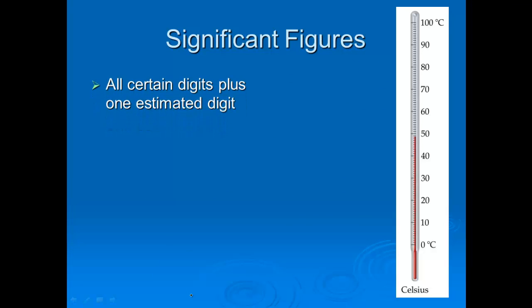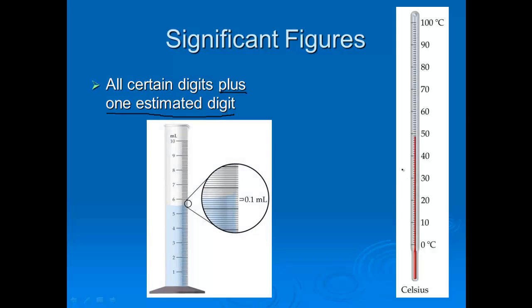Okay, now we're going to talk about what are called significant figures, and I'm going to guarantee or warn you that you're going to be very confused. We're going to do lots and lots of practice in class, and hopefully it will make more sense. Significant figures are all certain digits plus one estimated. And where this comes from is the technology that we use in class. We are at limits in the technology that we have available to us.